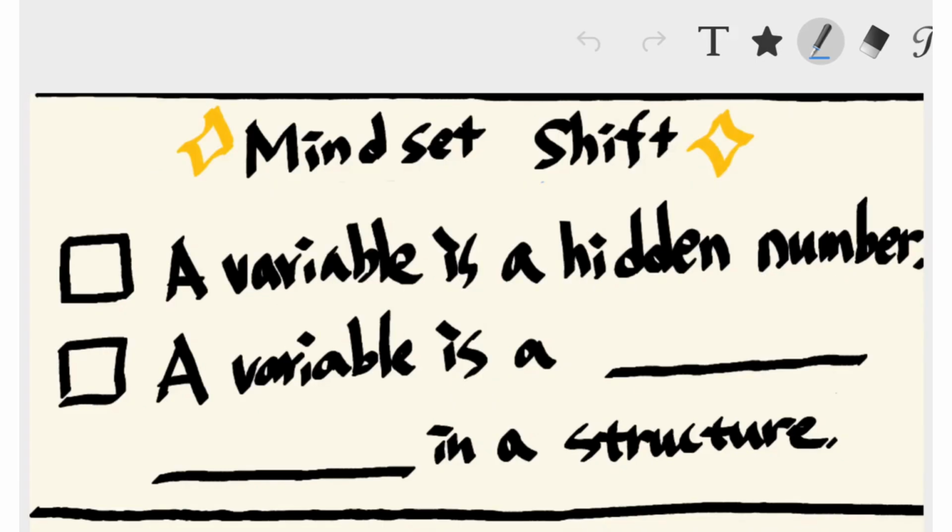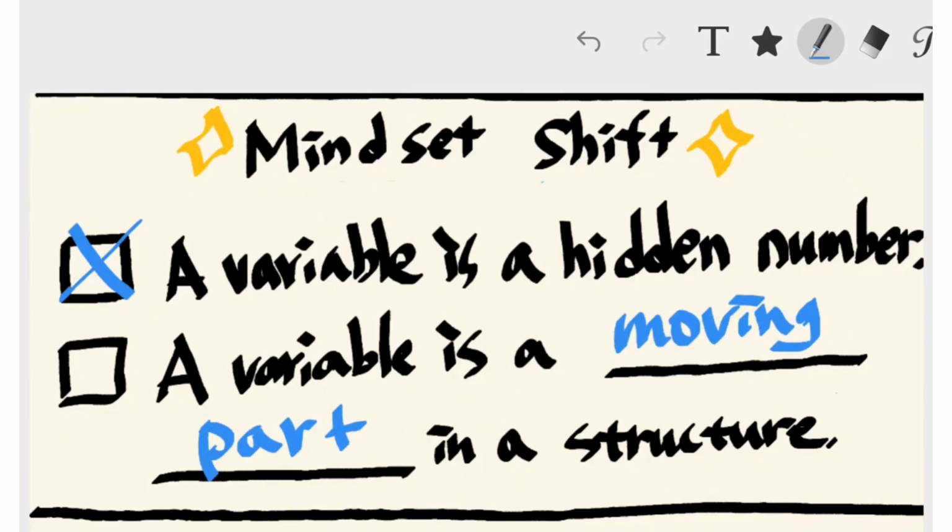So, here is a mindset shift. A variable is a hidden number? No. A variable is a moving part in a structure.